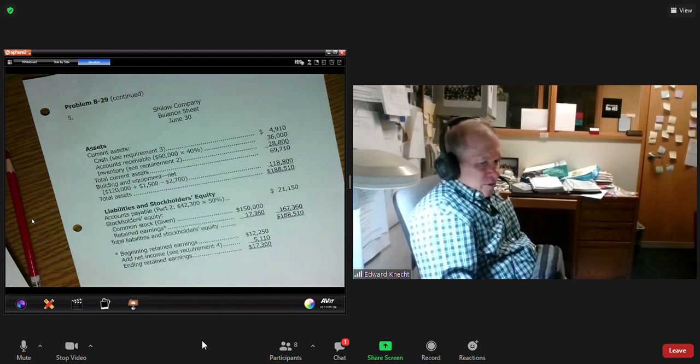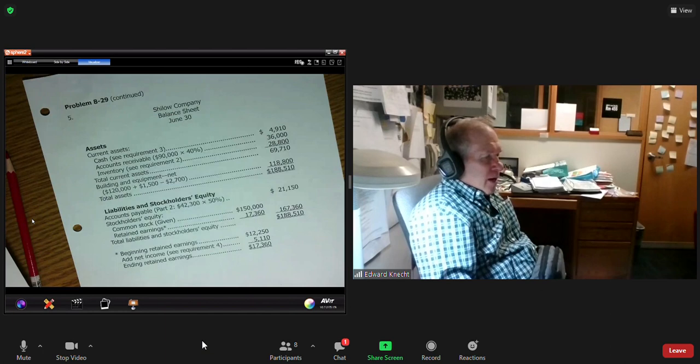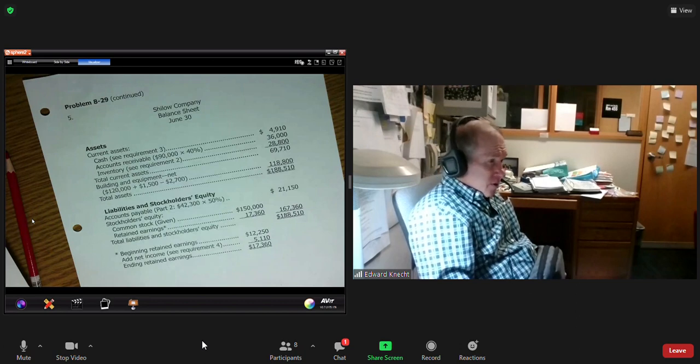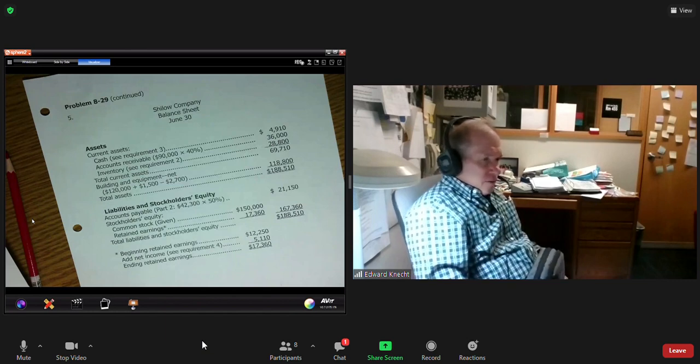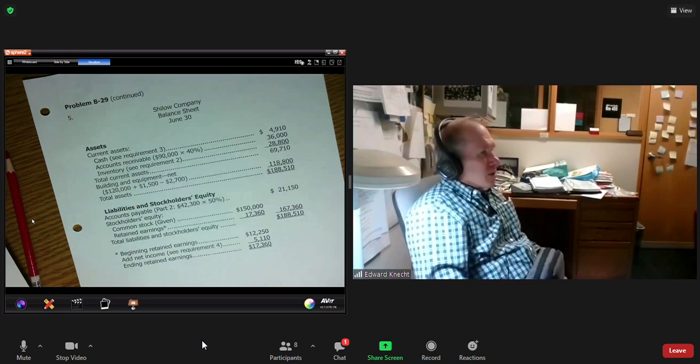So a wholesaler and retailer wouldn't have finished goods inventory. They wouldn't have raw materials. They wouldn't have work in process, because only manufacturing companies do. So if we're a manufacturing company, then we would have finished goods inventory. We'd have raw materials inventory. We'd have work in process inventory. So don't give me ideas about coming up with a manufacturing company for the exam. It just might be too much.